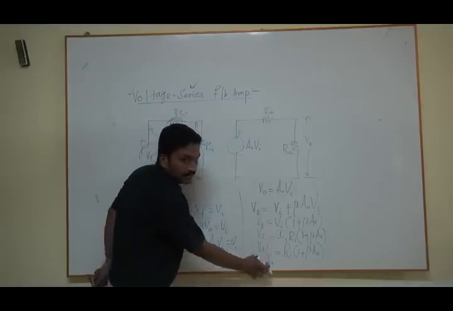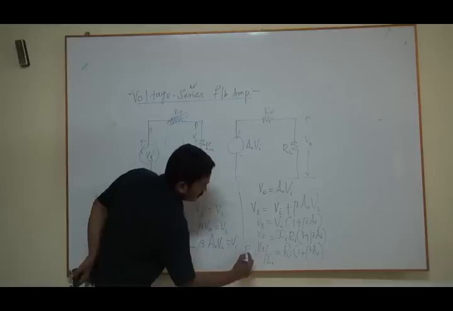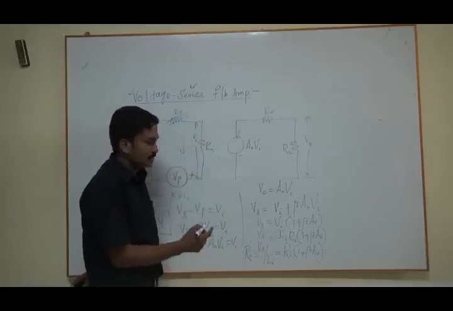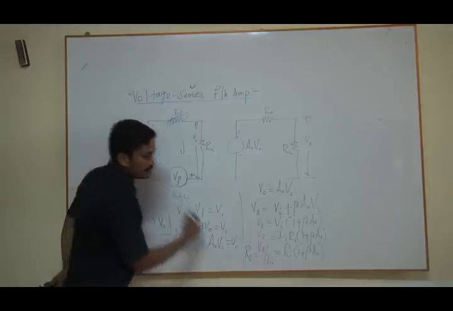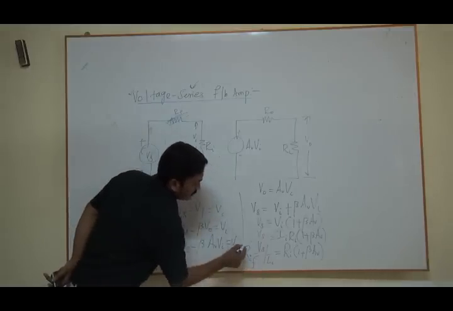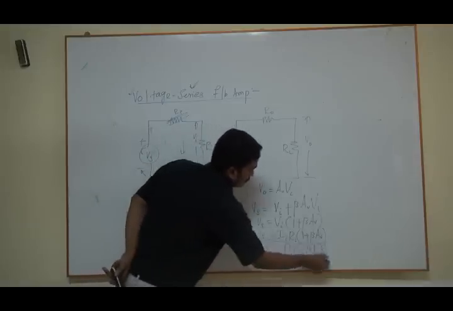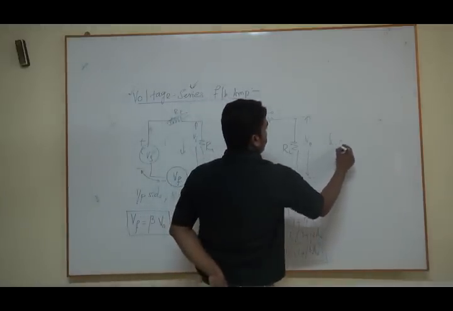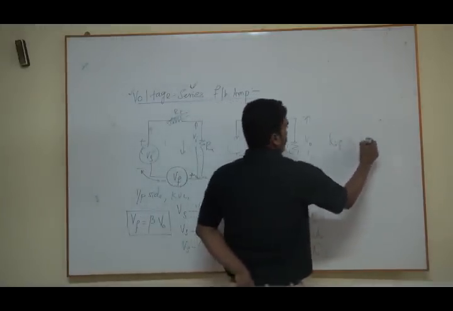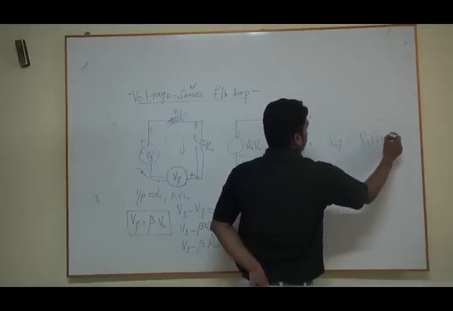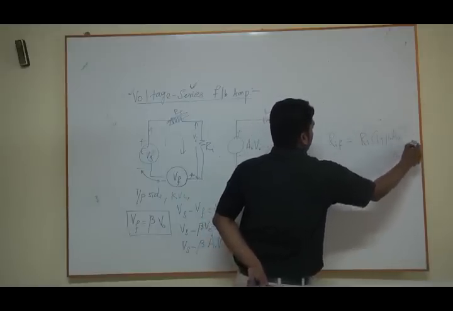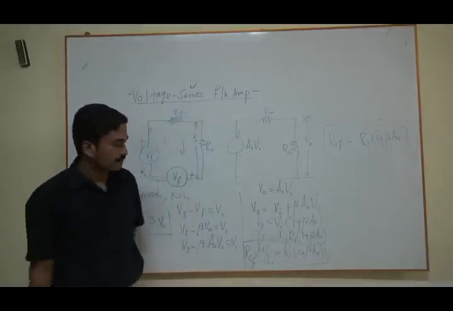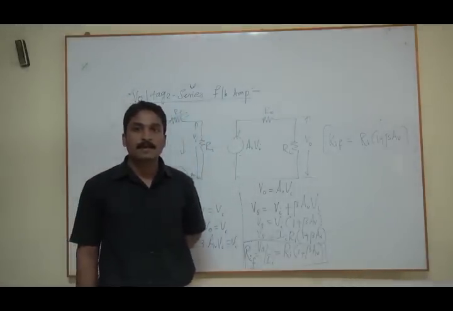So the V by I ratio is nothing but Ri, and this we have found for the feedback amplifier, so write RIF. So RIF is equal to this one. RIF is equal to Ri into 1 plus beta AV, which is the input resistance of the voltage series feedback amplifier.